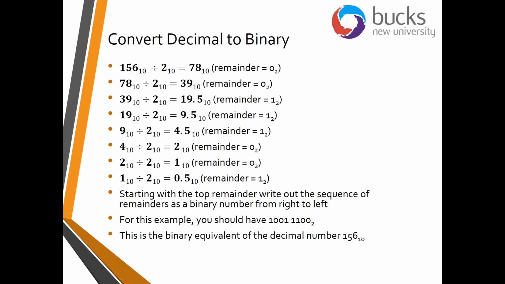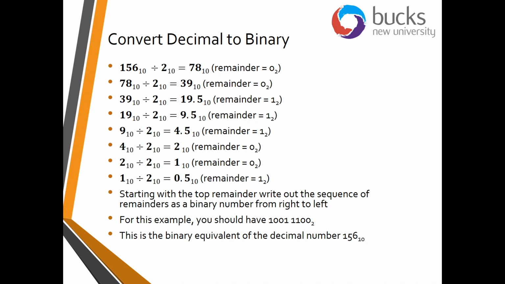So this is how it would work. We'd put 156 divided by 2. That gives us 78. And our remainder, and it's the remainders that we want to keep track of, because that becomes the binary number. So the remainder in that case is 0. We take 78 and we divide it again by 2, and that gives us 39. And again, we have no remainder with this, so our remainder is 0.